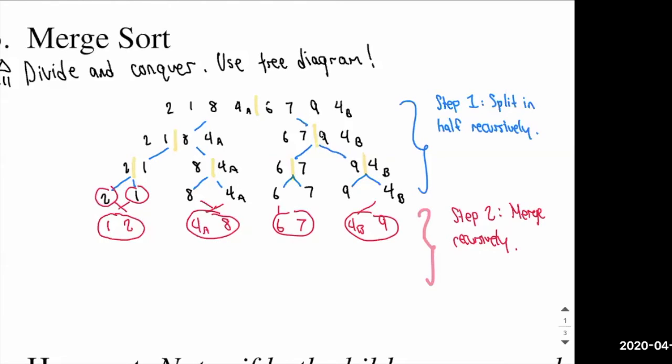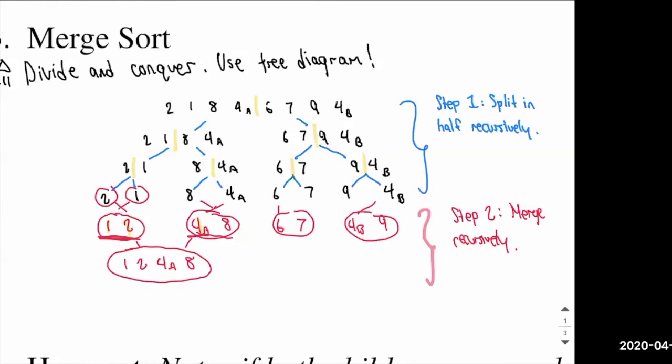Then we run the same process. Let's combine these two double nodes into a 4 node. We're going to look at 1 and 4A, and we're going to see which one goes first. In this case, the 1 goes first. Then we compare 2 and 4A, and we see once again that 2 goes first. And since there are no more elements in this array, we can just append the rest of this array to this 4 node. So we have 4A and 8, and this makes our sorted 4 node.